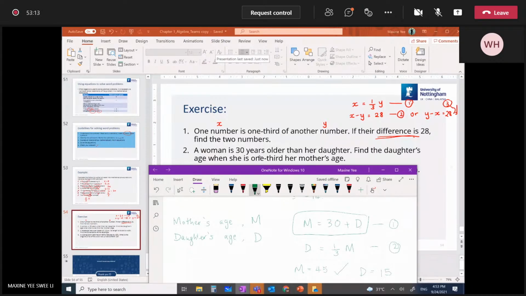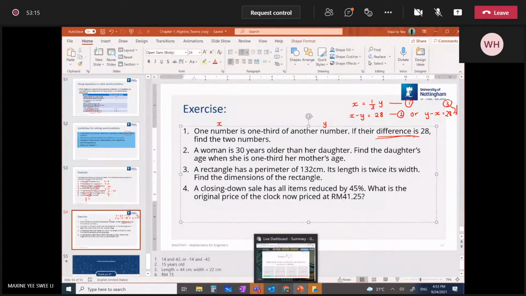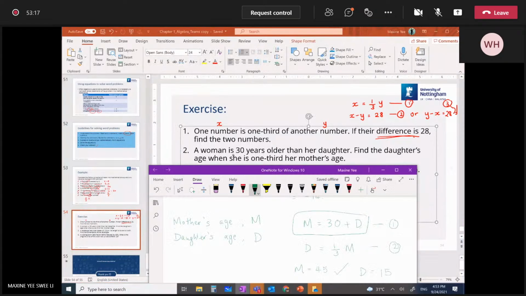Okay, so you check back. All right, so you check your answer. Okay, the woman is 30 years older. Yes, 15 plus 30 is 45. Yes, so it works out to be correct.